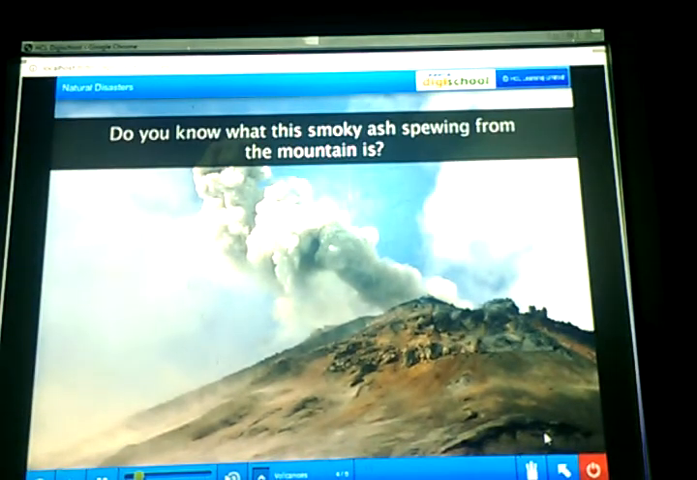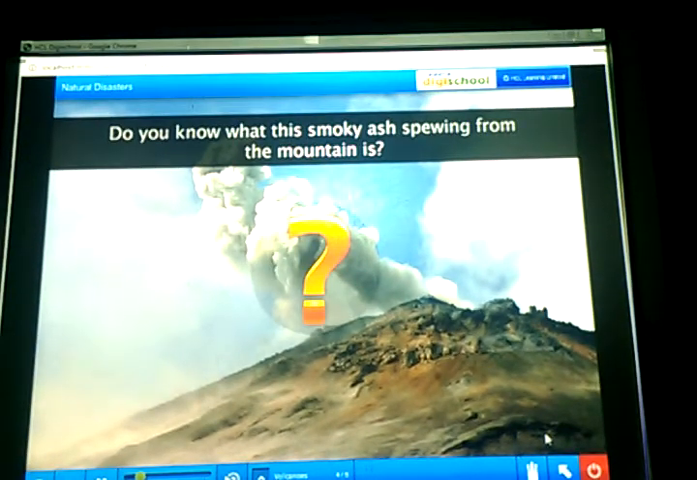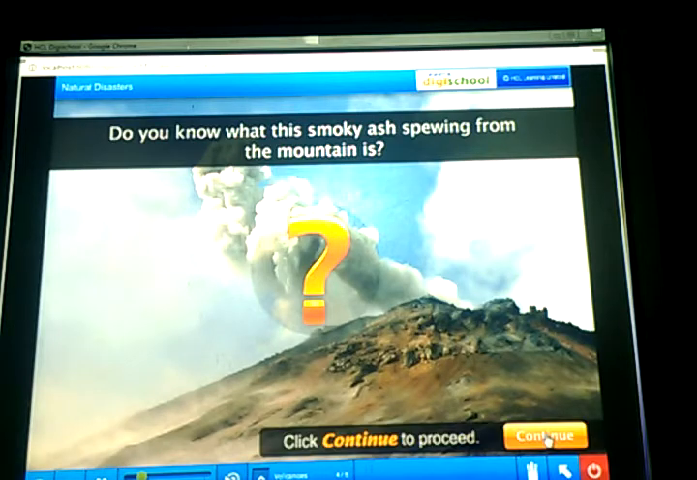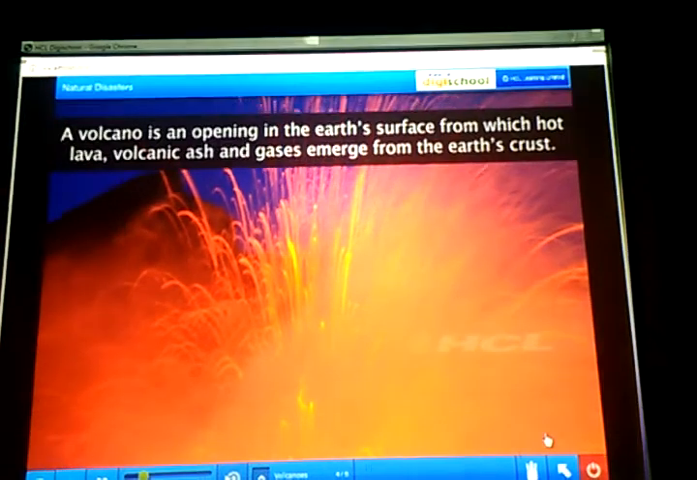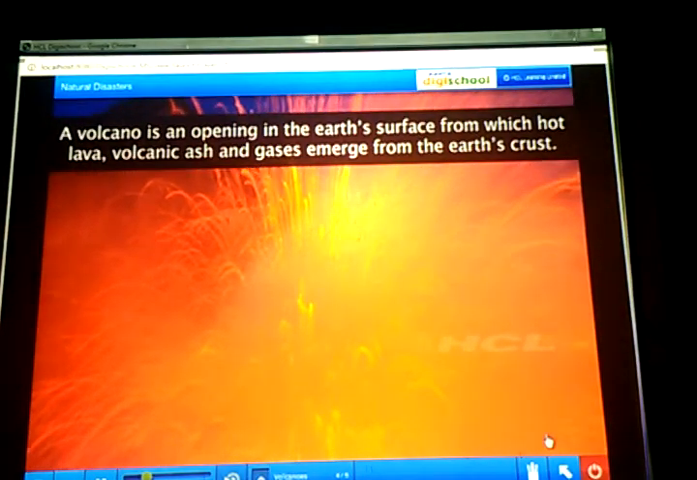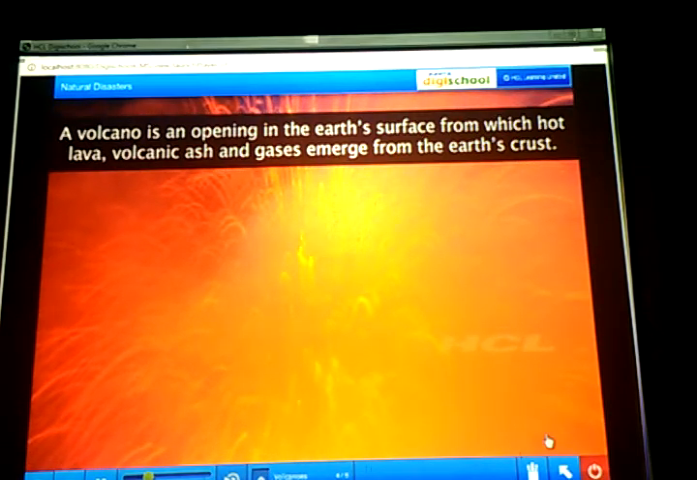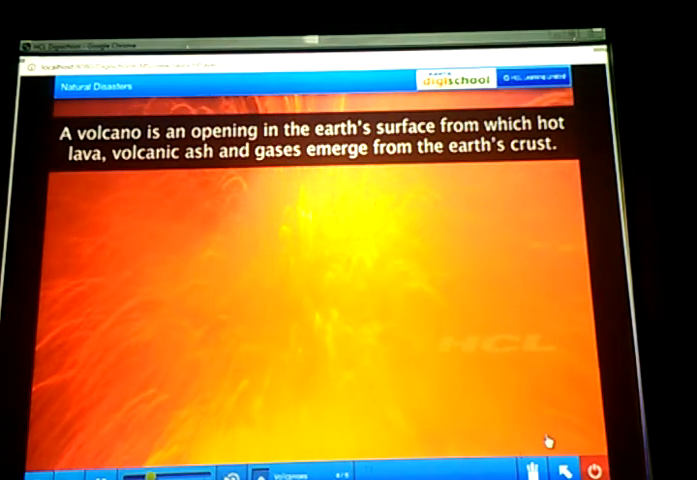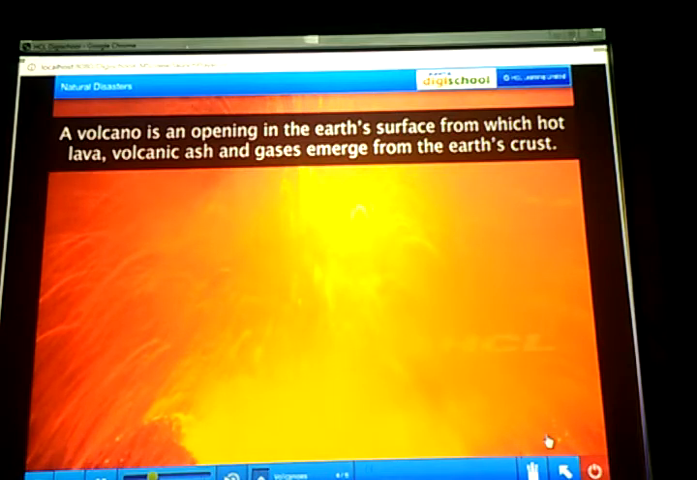Do you know what this smoky ash coming out of the mountain is? This is a volcano. A volcano is an opening in the Earth's surface from which hot lava, volcanic ash, and gases emerge from the Earth's crust.